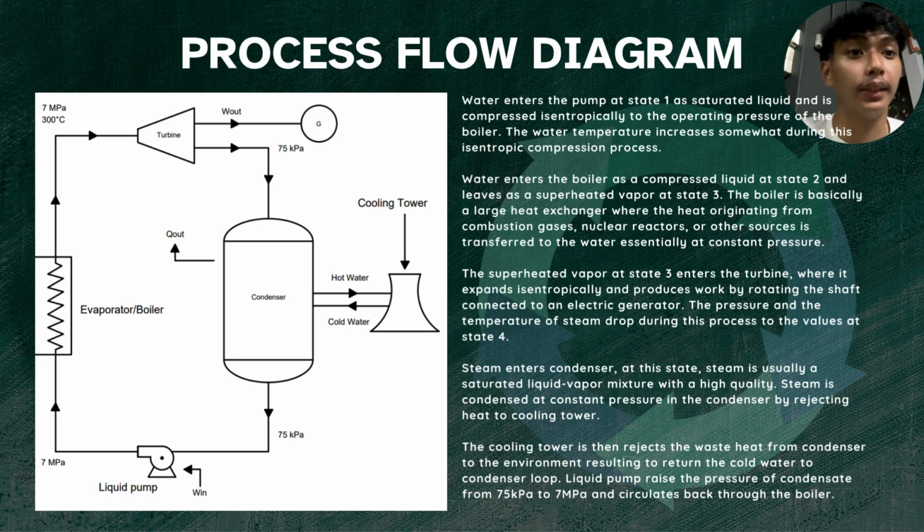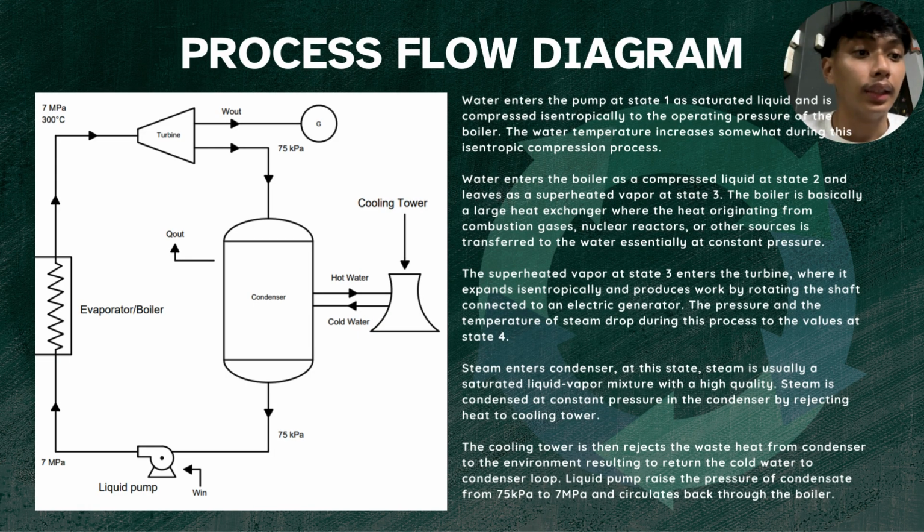So at this state, the pressure will drop to 75 kilopascal as it enters the condenser. And usually at this state, the steam is a saturated liquid-vapor mixture with a high quality. The steam is condensed at constant pressure in the condenser by rejecting heat to a cooling tower. As you can see there, the hot water exits from the condenser to the cooling tower, and then the cooling tower will reject the waste heat from the condenser to the environment, resulting in the cold water returning to the condenser loop.